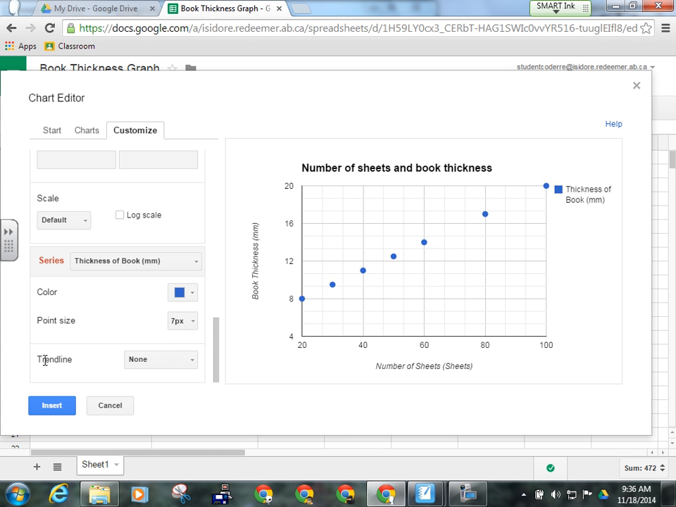Okay, you'll see trend line, and right now it says none. Okay, we want to change that. What kind of a relationship is this? It's linear. So we click on linear, draws a line for us.